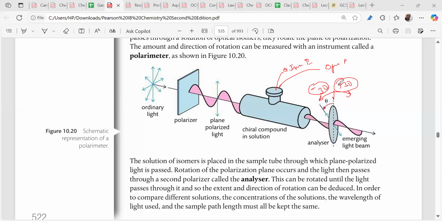What are optical isomers? Optical isomers are those which rotate the plane polarized light in opposite directions. Optical isomers will be having a chiral carbon. What's a chiral carbon? A chiral carbon has got all four groups different, right? Understood this part?